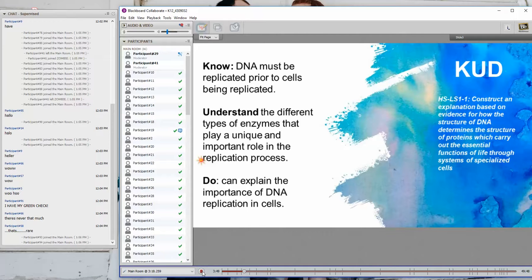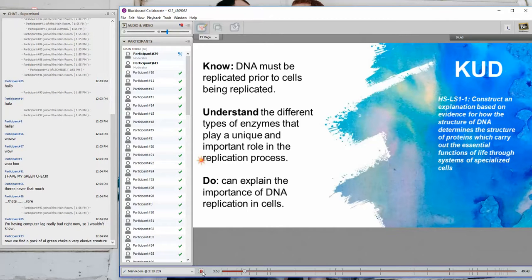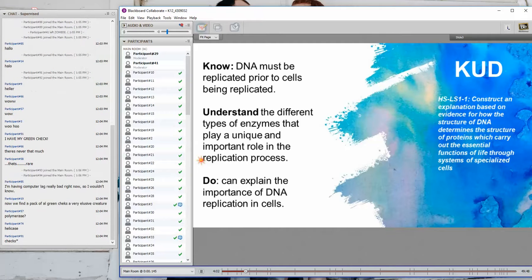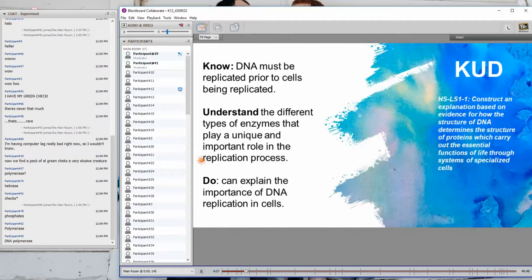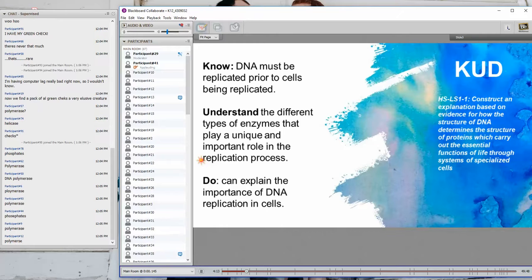Really quick, name an enzyme we've already talked about this week that's important for DNA. One more time for the people in the back. Name an enzyme that we've already talked about this week that's important for DNA. Polymerase, DNA polymerase, good job, and helicase. Those are the two that we've talked about so far.